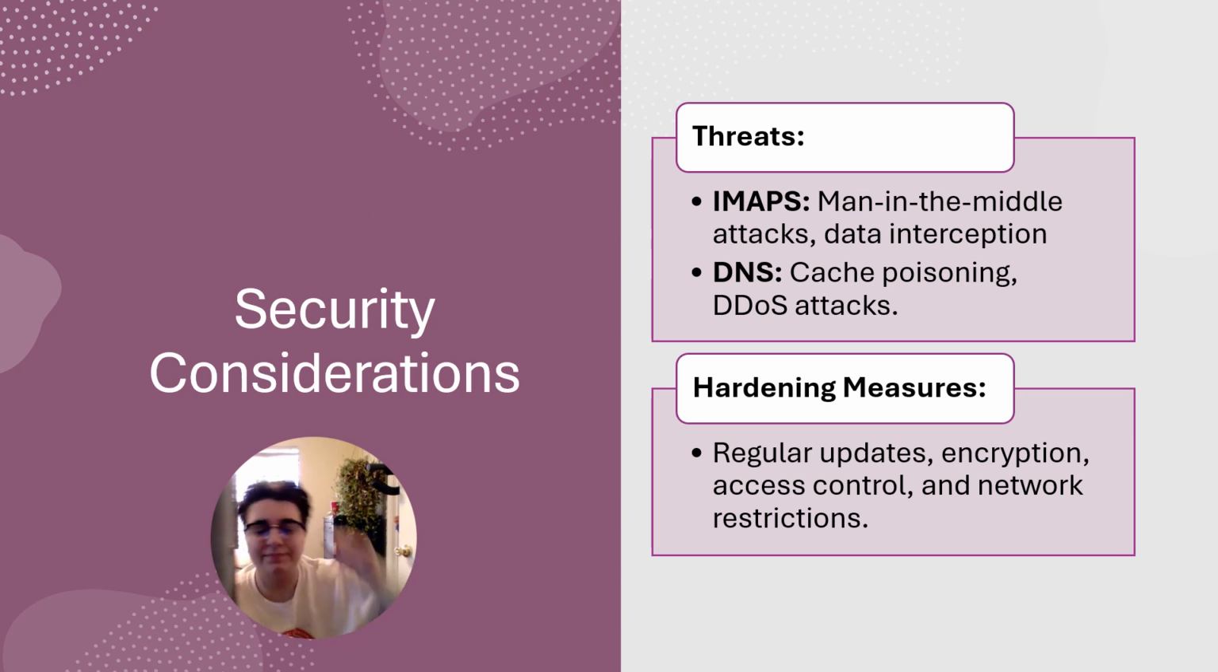In summary, both IMAPS and DNS are essential services that must be secured to protect communication and network stability. Without proper handling and hardening, these protocols are vulnerable to attacks such as man-in-the-middle, cache poisoning, and amplification. Regular updates, secure configurations, and network access controls help reduce the risk.